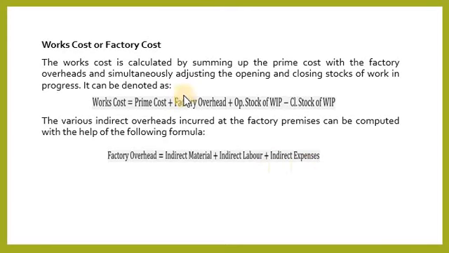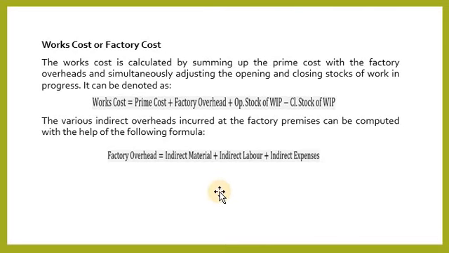Okay, the main important activity included in our cost sheet is the work cost or factory cost. How do we calculate the factory cost or work cost? Prime cost plus factory overhead plus opening stock of work in progress minus closing stock of work in progress. How do we calculate the factory overheads? All indirect expenses. What are all the indirect overheads? Indirect material, indirect labor and indirect expenses. Then we get the work cost.